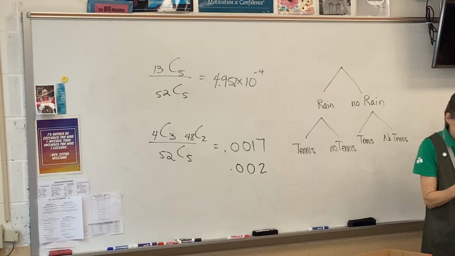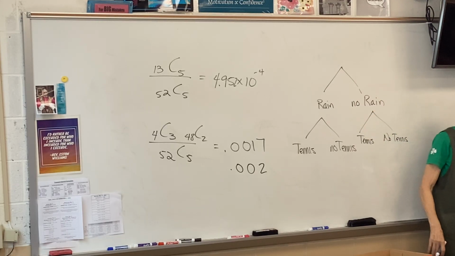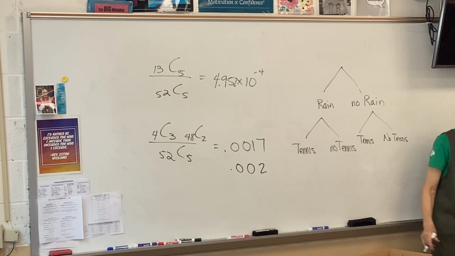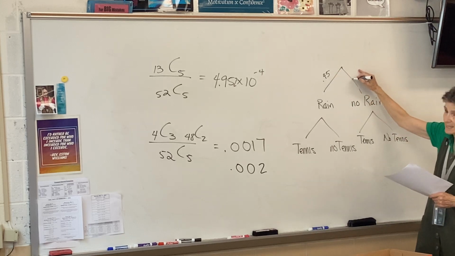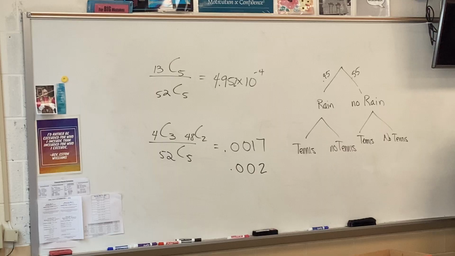Now, we'll do the top part first. What's the probability it's gonna rain? 45. Read the question. Read it all the way through. The probability it's gonna rain tomorrow is 45. So this is 0.45, which means this is 0.55. Because it's gonna rain or it's not gonna rain, and those have to add up to 100.